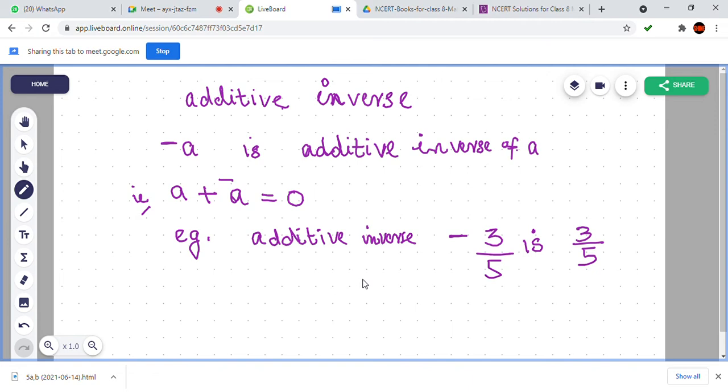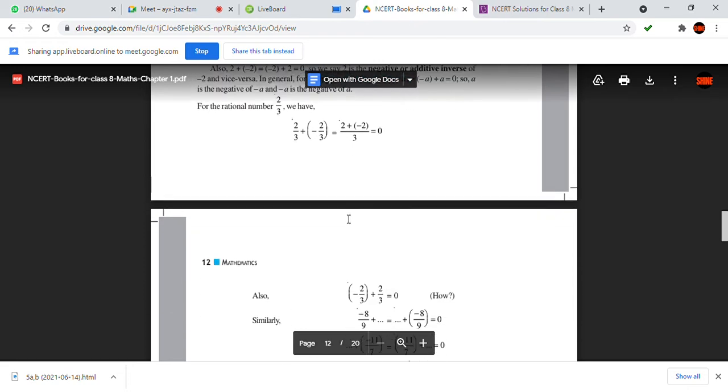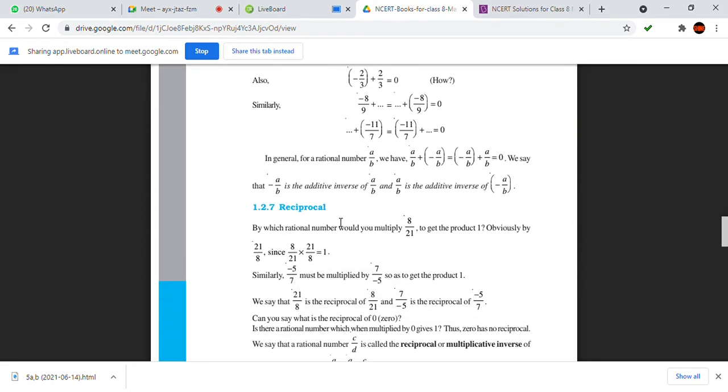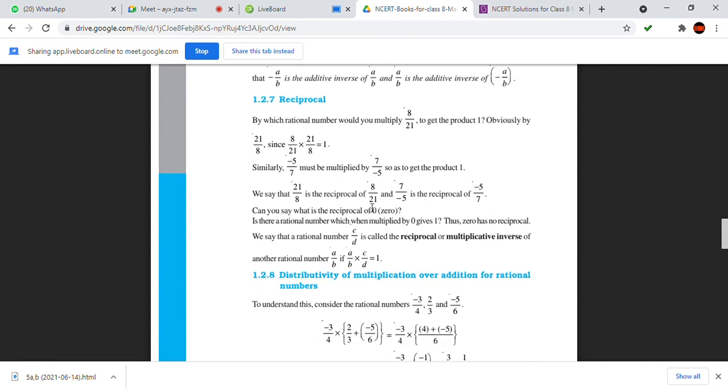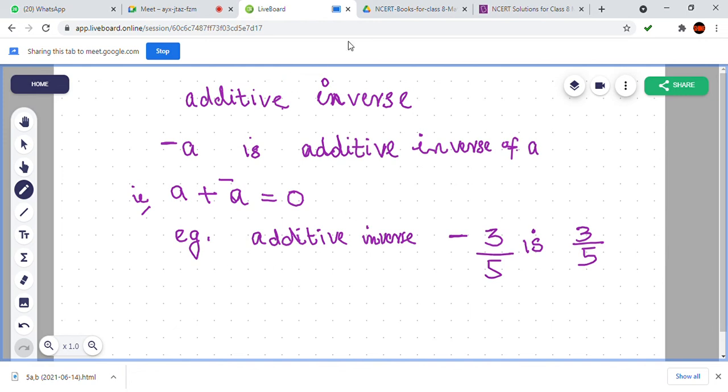Then below you write one more heading. Now we have written negative of a number. Then you can write the next heading, reciprocal of a number. After that we can wind up the class.